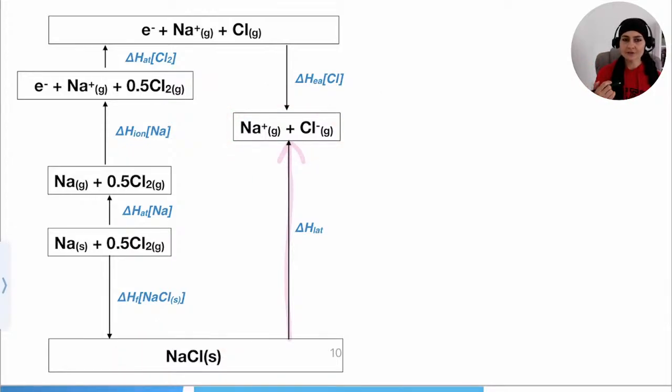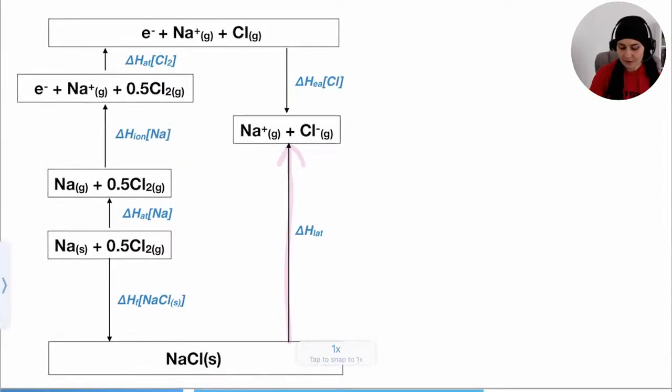So I'm trying to create a route which would consist of different intermediates, but that will also end up in formation of Na plus and Cl minus gas. And for that indirect route, I highly recommend to just memorize which enthalpy changes, which reactions you're doing in which order, and it would always be like that for all Born-Haber cycles with slight modifications when you have a 2 plus ion or 1 plus ion. But in general, you would use the same steps.